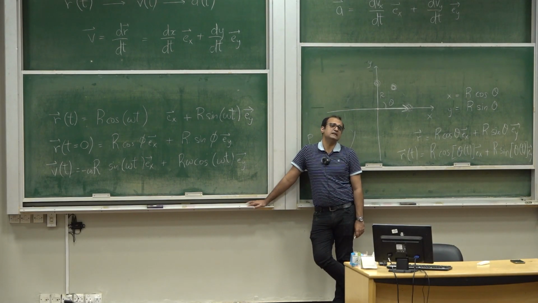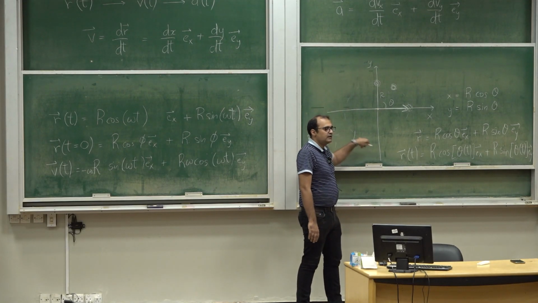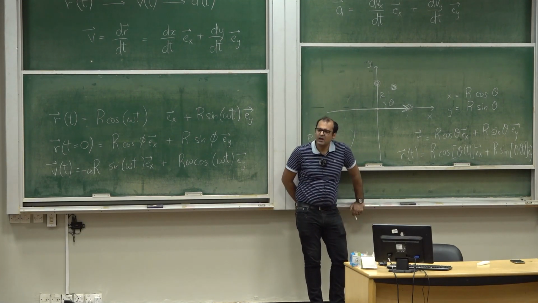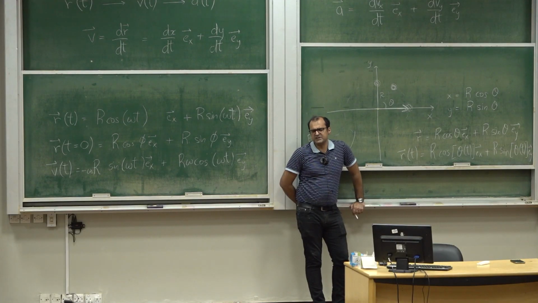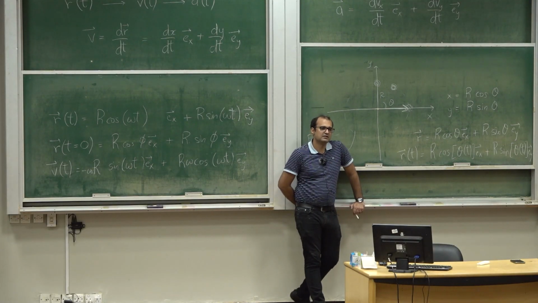What is it telling you physically? The object is moving in a circle. As time goes on, first tell me, you have made some implicit assumption about how the object is rotating. The way I've written it down, is the object rotating clockwise or anti-clockwise?